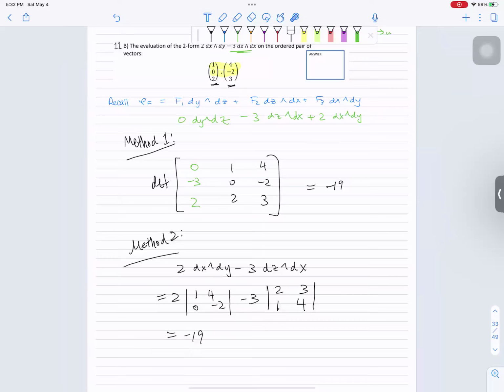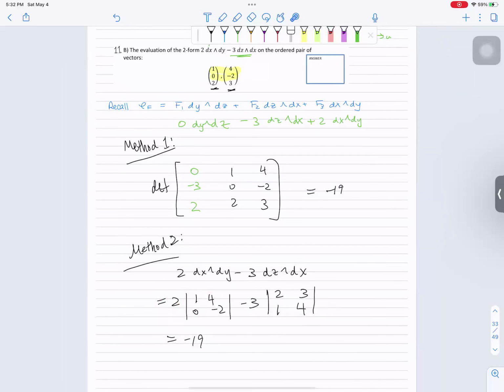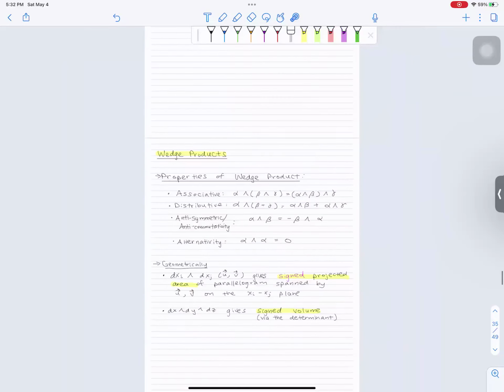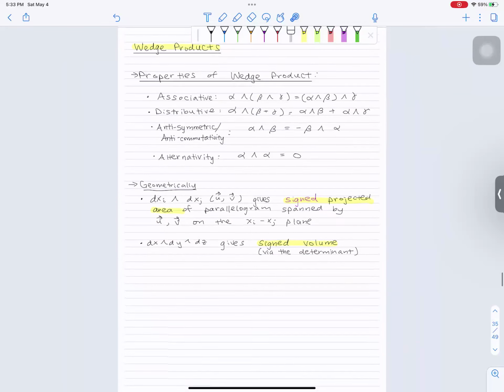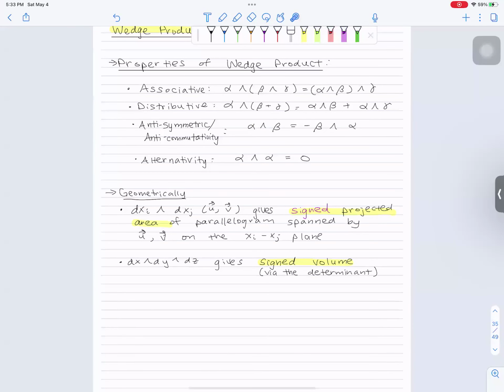So either method works. Sometimes it's nice to keep things in the forms language, actually. Okay, questions so far? Okay, let's see, wedge products, properties. Remember that if we want to switch the order, a negative sign comes out. If you have 2 things wedged that are the same thing being wedged, you get 0.